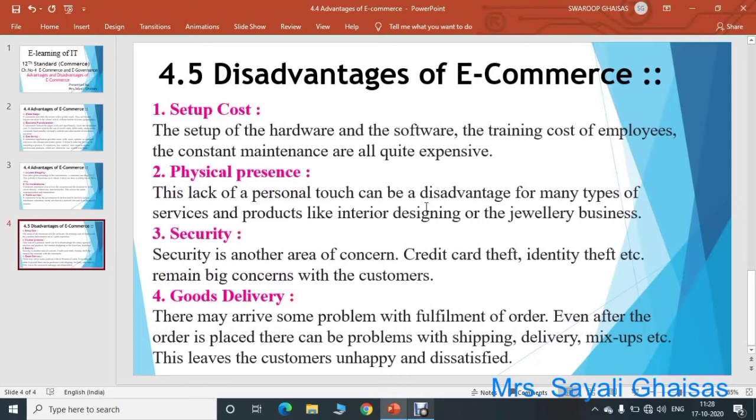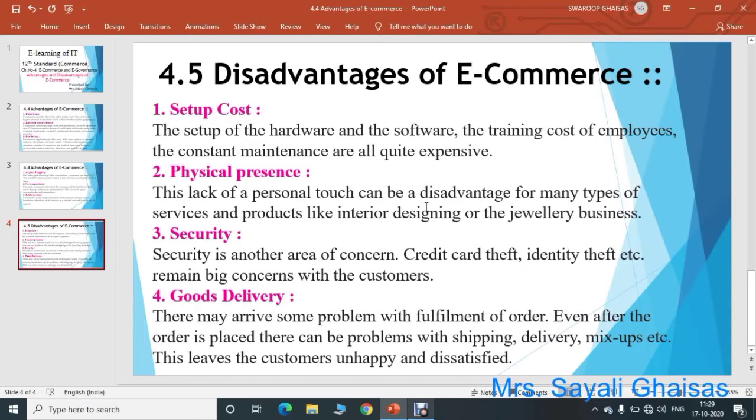That is, to implement e-commerce, there is a need of setting up hardware and software, as well as there is a need to train the employees. Maintenance will be there. So all these things will include a cost. That is, this process will be quite expensive. So setup cost is one disadvantage of e-commerce.